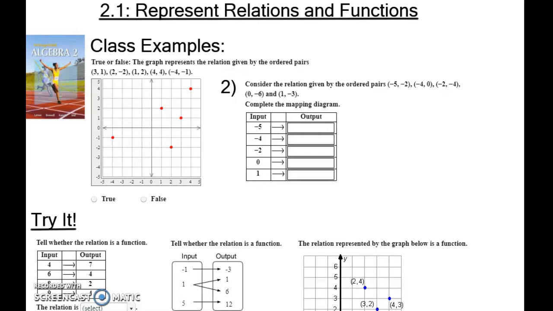They give us a few class examples and try problems as usual. The first one says, true or false? The graph represents the relation given by the ordered pairs. Right? They graph this and then they say true or false. Well, a relation, right? That's where you can see a trend in the graph. So it has to have a visible trend.